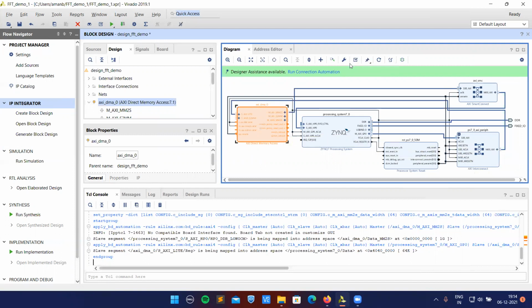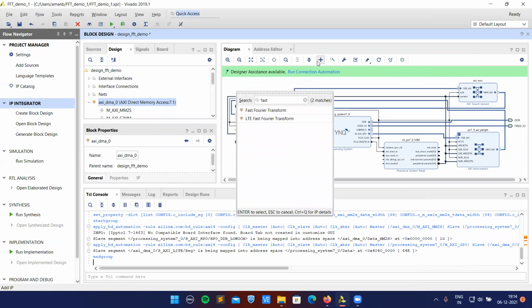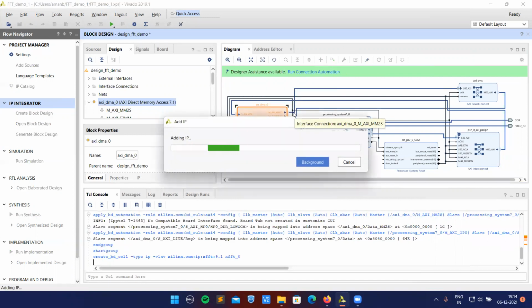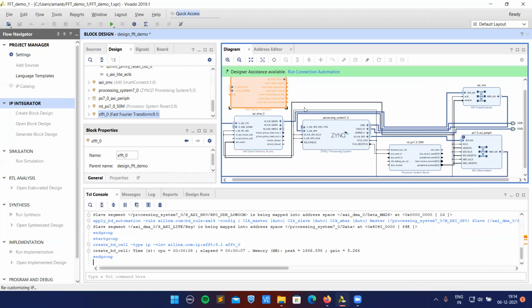Now we are going to add the fast Fourier transform IP. And let's configure this.